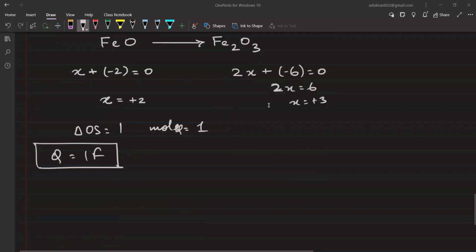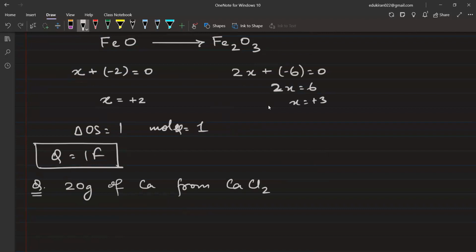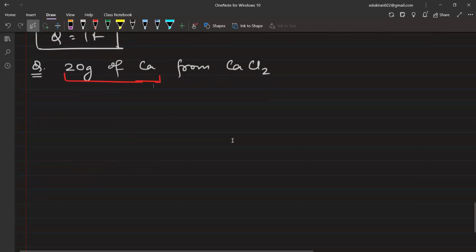Right, next question. 20 grams of calcium from calcium chloride. First, you have to convert 20 grams of calcium into the number of moles. 20 grams of calcium means how many moles? Then once you get the moles, you will write the reaction. From the reaction, you will get the change in oxidation state, and then you can get the charge.